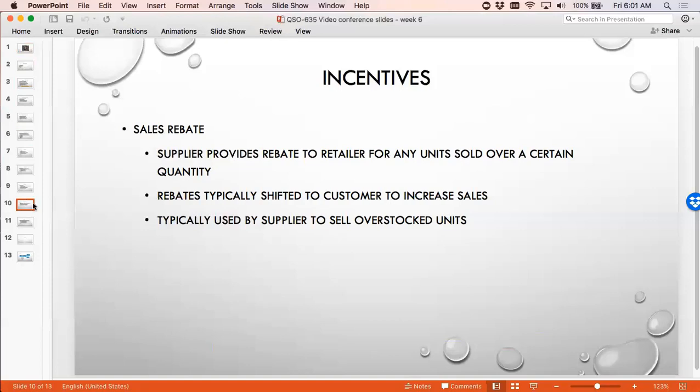So this is pretty direct. We've talked about rebates at length. So these are four incentives. I think there are quite a few in the textbook, but these are the main ones. Any questions?